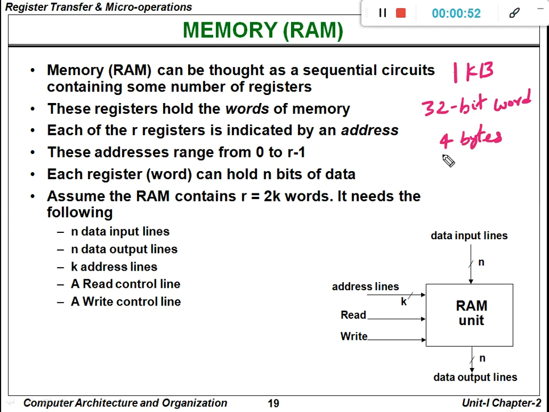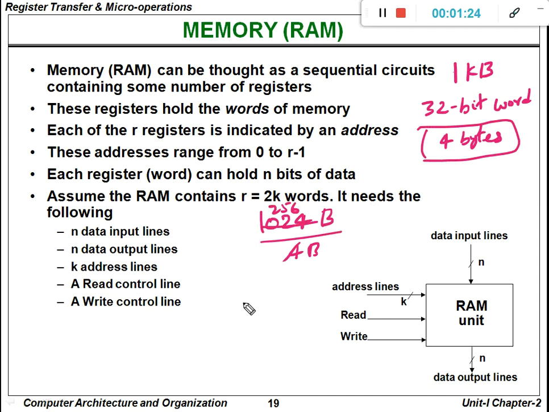So what does it mean? Each word requires 4 bytes. What is the total memory capacity? 1 kilobyte means 1024 bytes. Among these 1024 bytes, each word consists of 4 bytes, so how many addresses do we need? 1024 divided by 4 is 256. We need 256 addresses. What is the range of these addresses? 0 to 255.